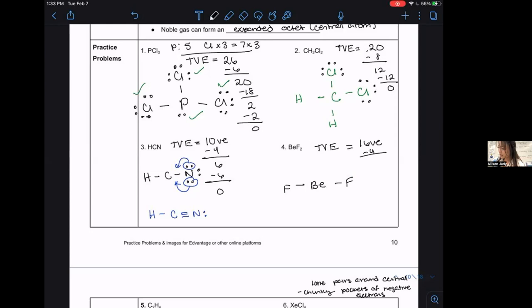Now, that looks like an R. I fully recognize that. That looks like an R. Okay, that doesn't look like a 2.